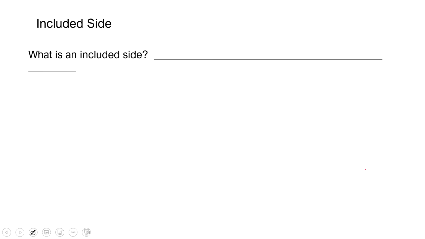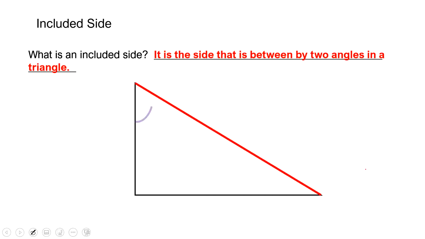Included side. If we know what an included angle is now, if we can take a guess, what do we think the included side looks like? What does it mean? If you guessed that it is the side between two angles in a triangle, you are 100% correct. That's what the included side looks like. So as we bring up our diagram again, we have two angles of a triangle.